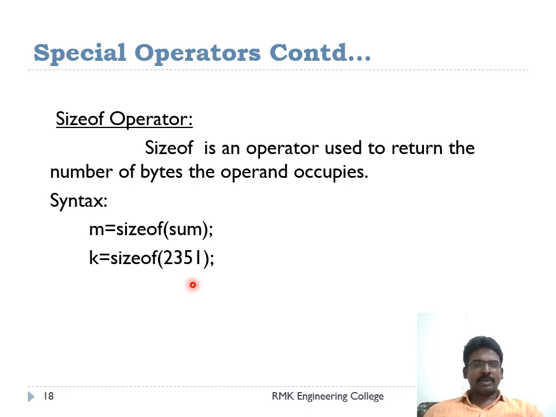So these are all the operators that we use in C and C++ programming for performing various kinds of operations. These are the basic elements used in programming languages, and these operators contribute to a larger extent in the programming languages.